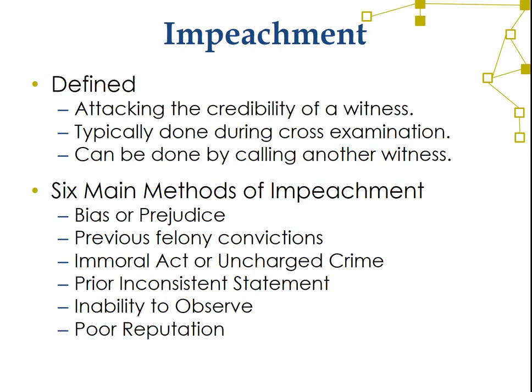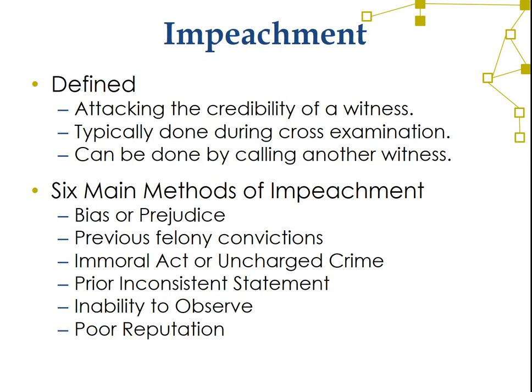So bias and prejudice. Well, if a person is biased or prejudiced, it can be inferred that he or she cannot testify objectively. And this includes bias or prejudice towards a defendant, a witness, one of the attorneys, or the police. And bias and prejudice, as used in impeachment, have very broad definitions. Now, on page 149 are some examples of impeachment based on bias.